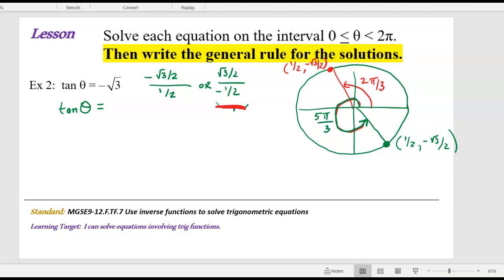So here's where tangent gets a little weird. If you're just asked, find all the angles between 0 and 2 pi, in this particular case, there will be two solutions. So when will tangent of theta be negative root 3? Well, when theta is 2 pi over 3, or when theta is 5 pi over 3. Those are my two solutions. But if you're going to write the general rule, here's where it gets a little weird, and it's not really that bad. The period of tangent is pi.